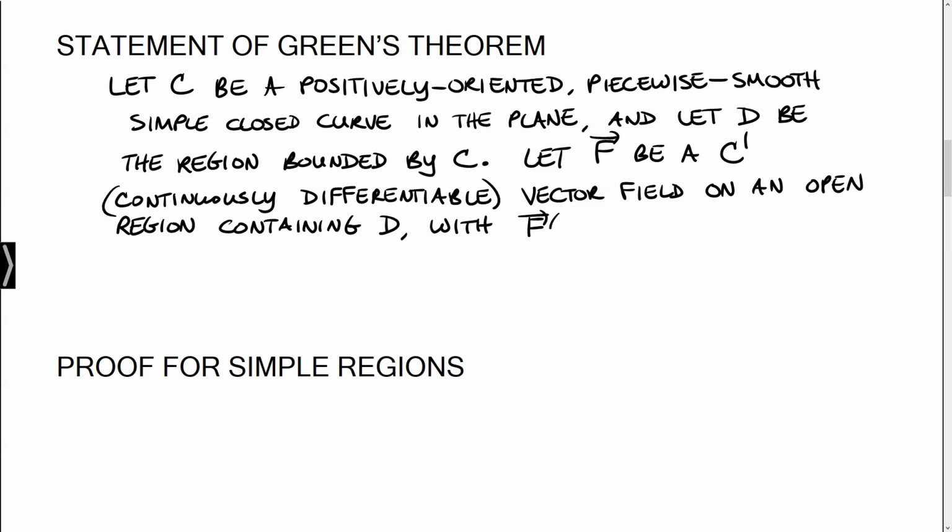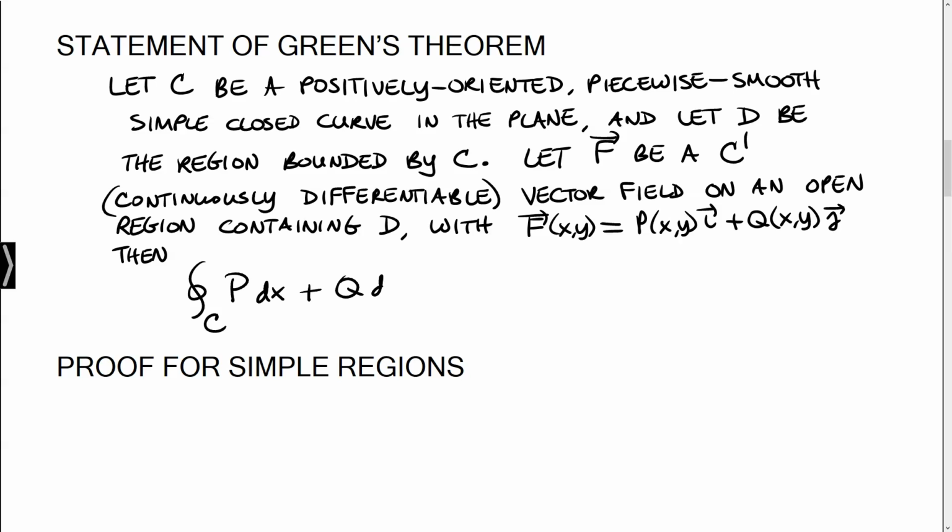And we're also going to say F is equal to Pi plus Qj. So those are the components of F here. Then the conclusion is the following. It says that the line integral around this simple closed curve C of P dx plus Q dy, remember that's really the same as the integral of F dot dr, is equal to the double integral over D of the partial of Q with respect to x minus the partial of P with respect to y, dA. Okay, so it's relating the line integral along the boundary to a double integral of something else on the interior.